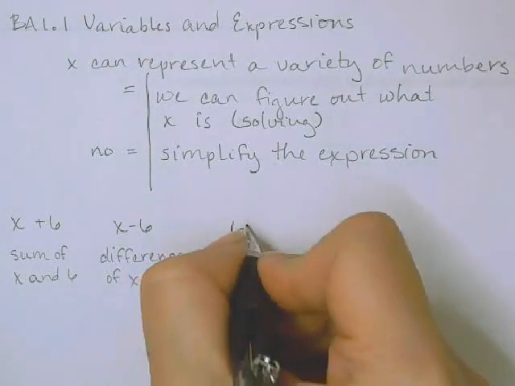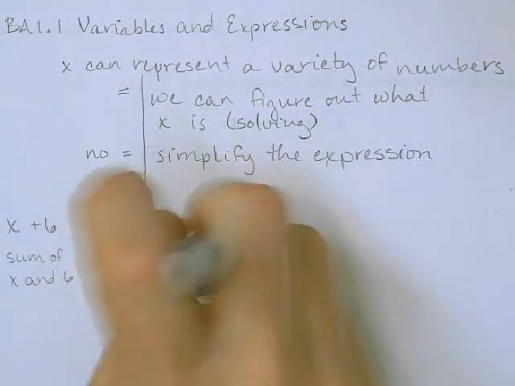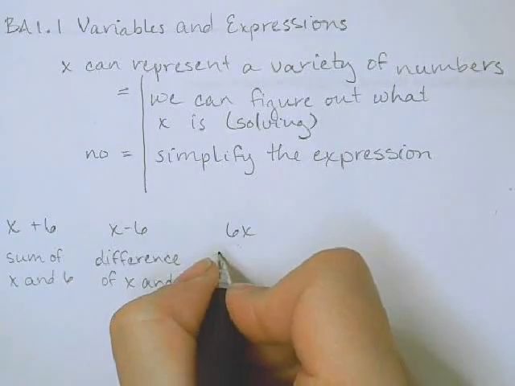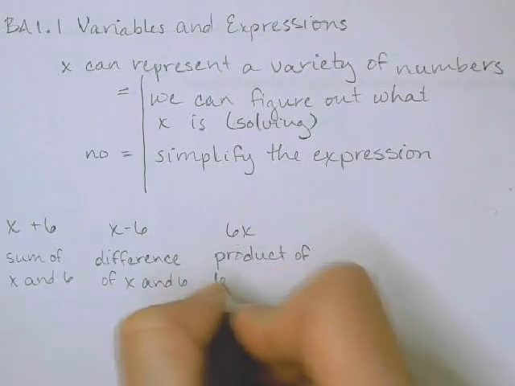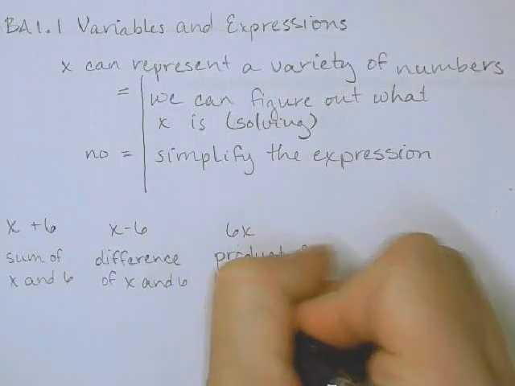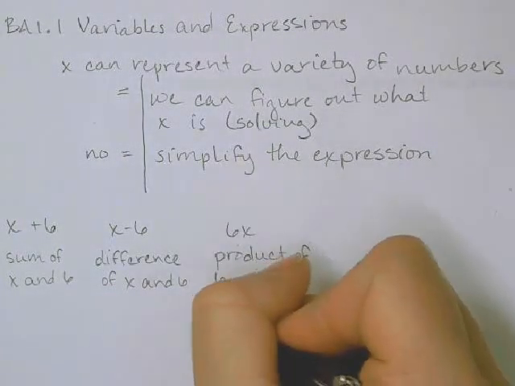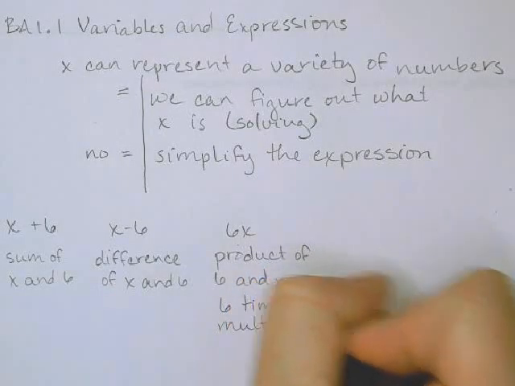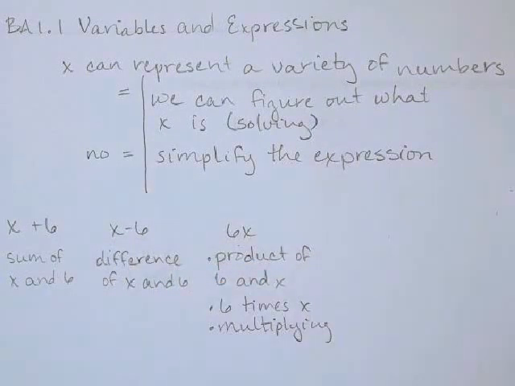Six x, that is 6 times x, or the product of 6 and x. So I'm going to write this as well as 6 times x. So multiplying. Put that one other way. So that's 3 different ways of saying the same thing.